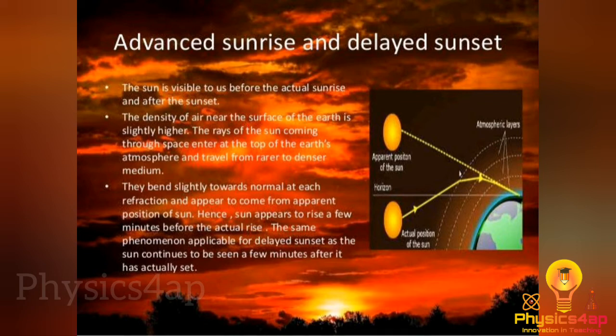The sun appears to rise a few minutes before the actual sunrise, that is 2 minutes, and there is a delay of 2 minutes in the evening. So in total we have 4 minutes of extra sunrise.